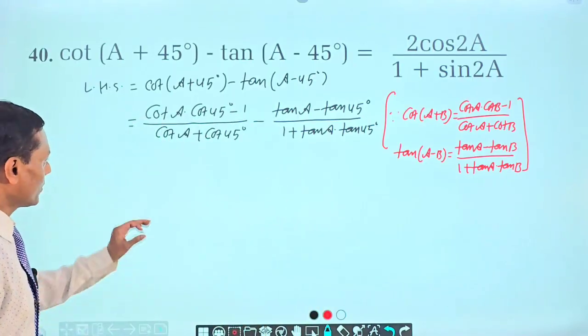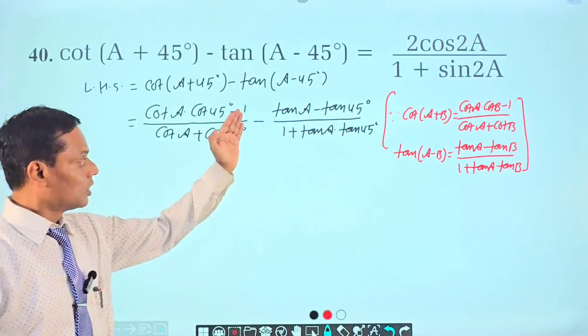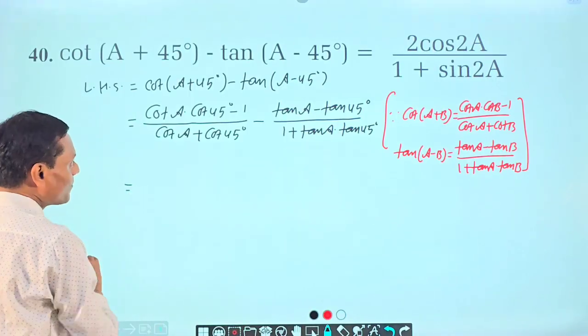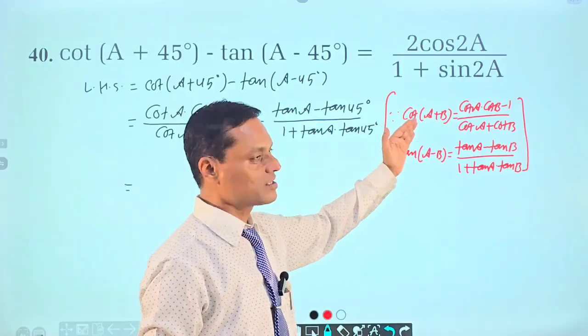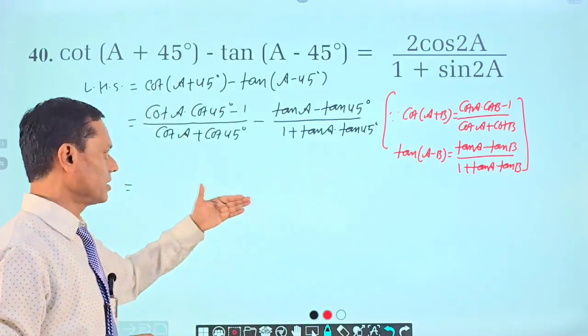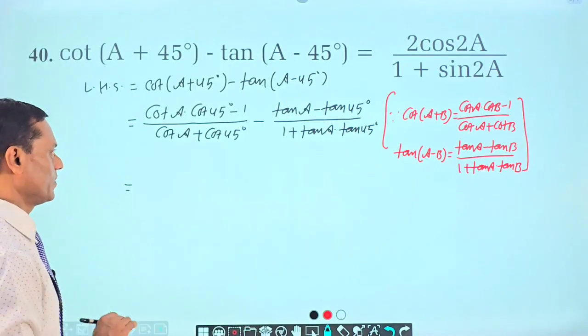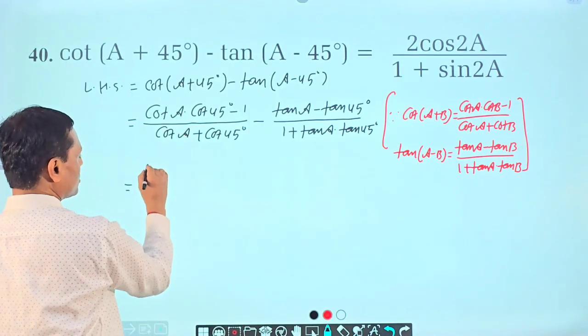After that, we know that cot 45 degree means 1, tan 45 degree is also 1, isn't it? And after that, we have to bring cos 2A and sin 2A, you know, that's the sin and cos at the right hand side. So better to change cot into sin and cos, okay, that will be better. So let's change. So cot A means cos A by sin A.